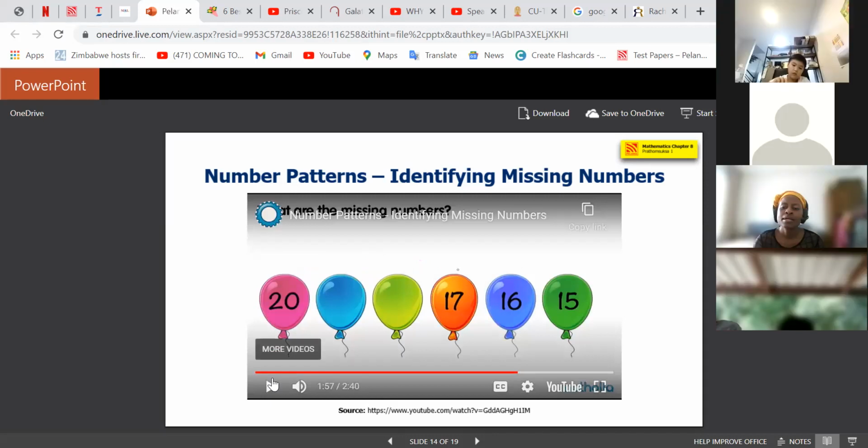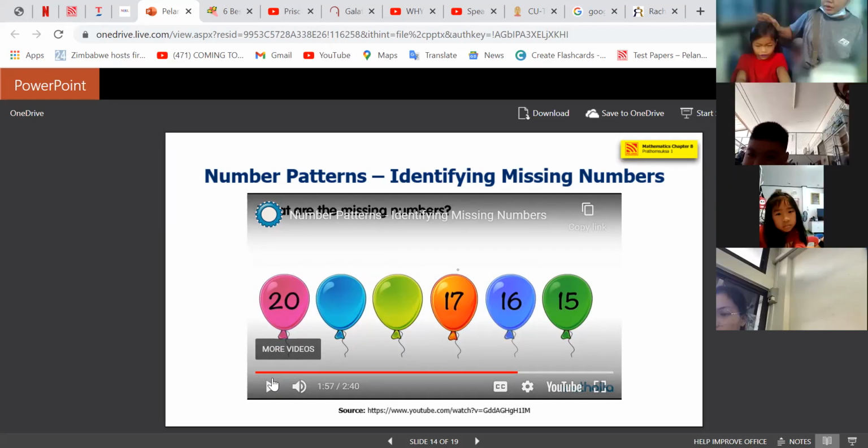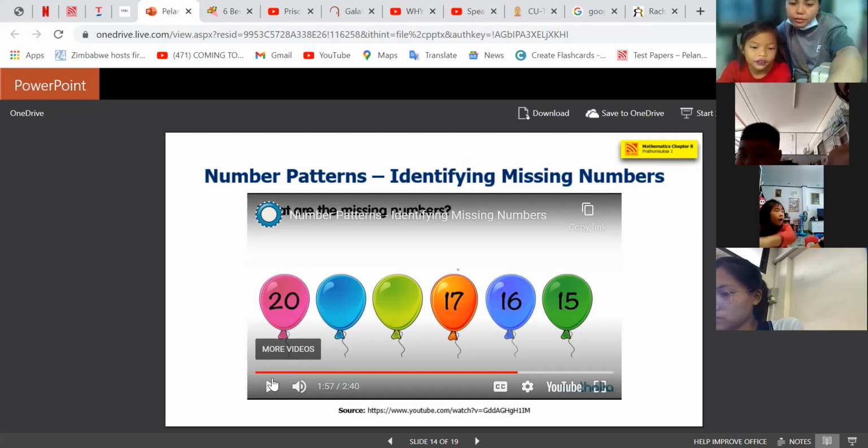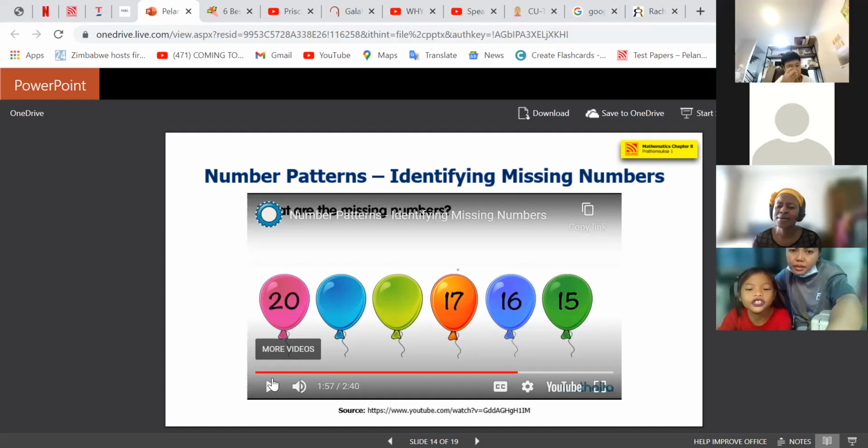Let's try this one. Bright, can you try? They are saying 20 and then dash, dash, 17, 16, 15. What could be the missing number? 19. Thank you so much. 18. Yes, 18. You guys, you're amazing. Clap hands for yourselves. That's correct. The missing numbers are 19 and 18. Oh, good job, everybody.